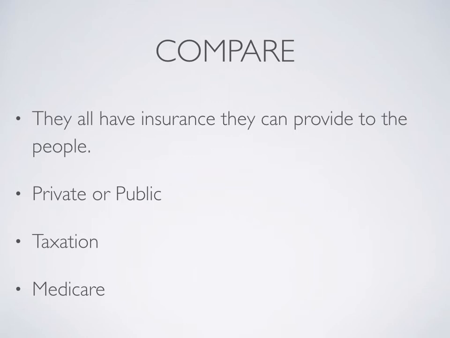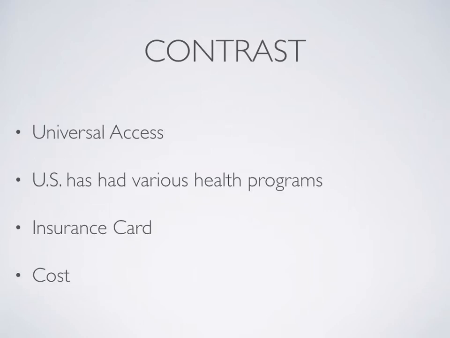Medicare, it's of course used in Australia, but also in the US. But in the US, you have certain boundaries to abide by in order to get Medicare. Contrast. You have Australia and Europe that have a universal access compared to the United States. The US has had various health programs, insurance card, and of course the cost. Insurance card would be like Europe.